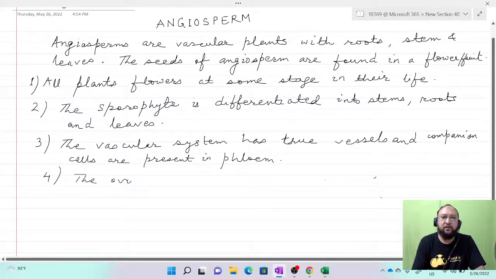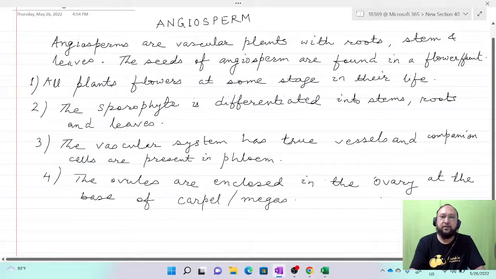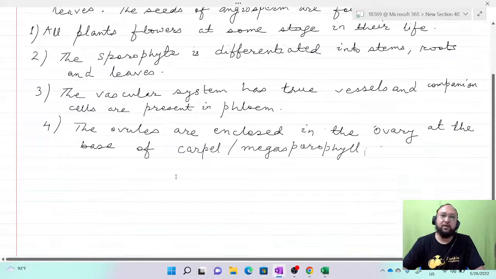The ovules are enclosed in the ovary at the base of the carpel, or megasporophyll, that is the flower. Female reproductive part is the megasporophyll. Microsporophyll means the male reproductive part.